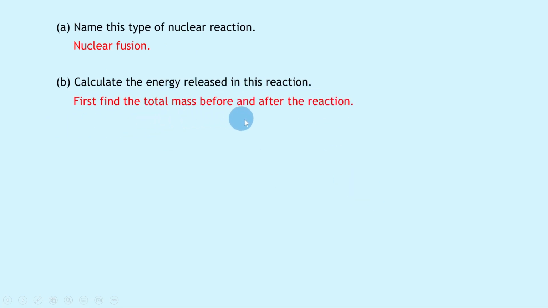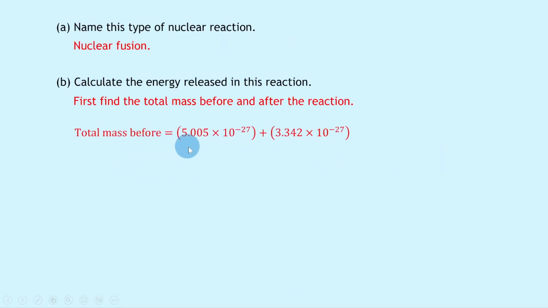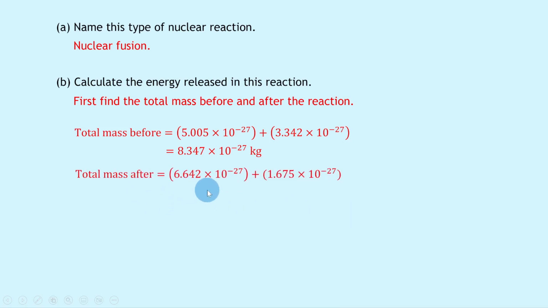Well, first we want to find the total mass before and after the reaction. So looking back at the reaction here, we want the mass of the hydrogen 3 plus the mass of the hydrogen 2. And then for the total mass after the reaction, we want the mass of the helium 4 plus the mass of the neutron. So for total mass before, we have 5.005 times 10 to the minus 27 plus 3.342 times 10 to the minus 27. And if you put that into your calculator, you should get an answer of 8.347 times 10 to the minus 27 kilograms. Then for the total mass after, we have 6.642 times 10 to the minus 27 plus 1.675 times 10 to the minus 27, and again putting that into your calculator this time should give you an answer of 8.317 times 10 to the minus 27 kilograms.